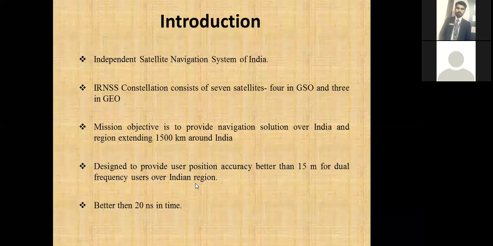Currently the target is a position accuracy better than 15 meters using a dual frequency receiver. Actually, we are getting 6 to 7 meters using a dual frequency receiver. And the targeted timing accuracy is better than 20 nanoseconds. Next.